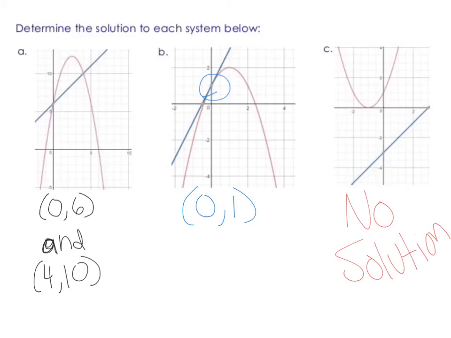So we have a case where we have two solutions, one solution, and no solution. And since we have a straight line crossing through a parabola, the maximum number of points in which they can cross is going to be 2.